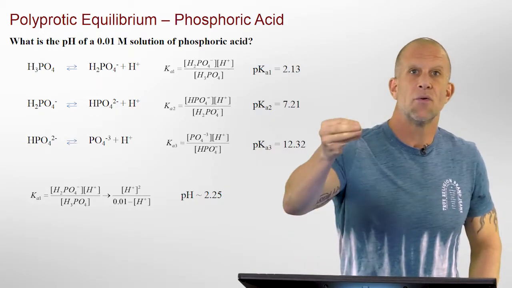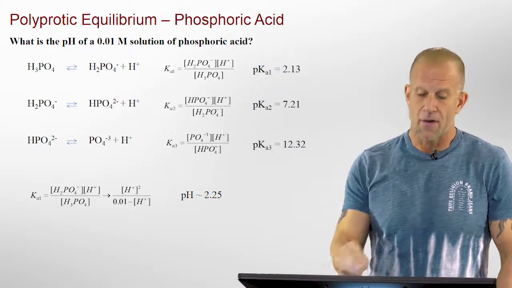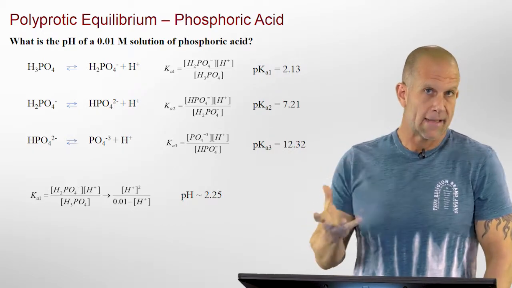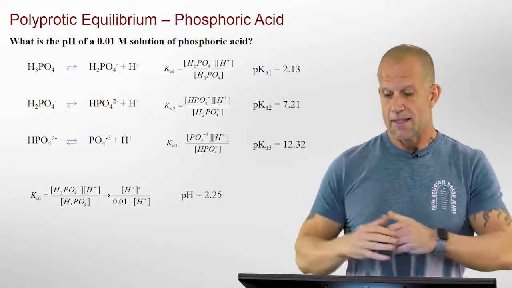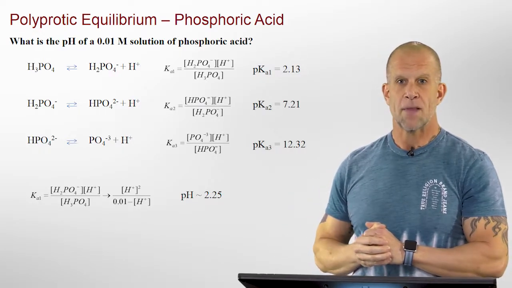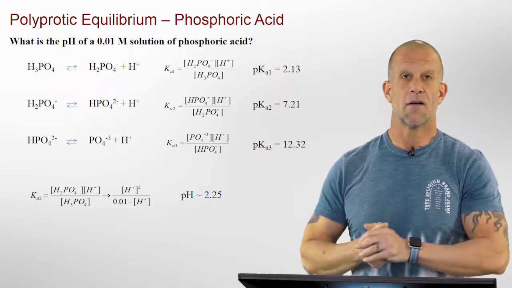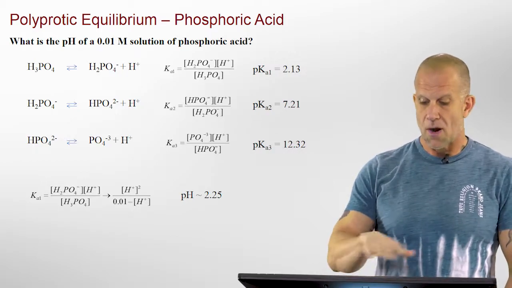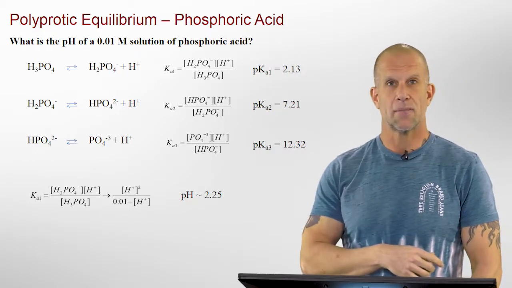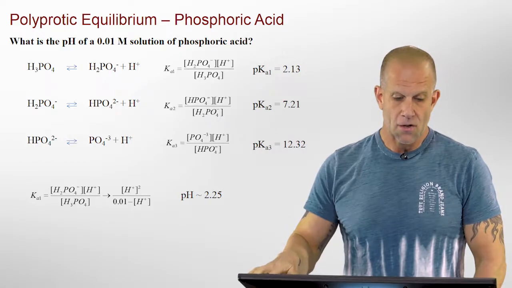So yes, it gets you a little bit more accurate, but we're really talking about tenths or hundredths of a pH unit that really changes, because these equilibrium constants are so far away and have such a higher value in this case. So it's approximated by just considering the equilibrium of the one.